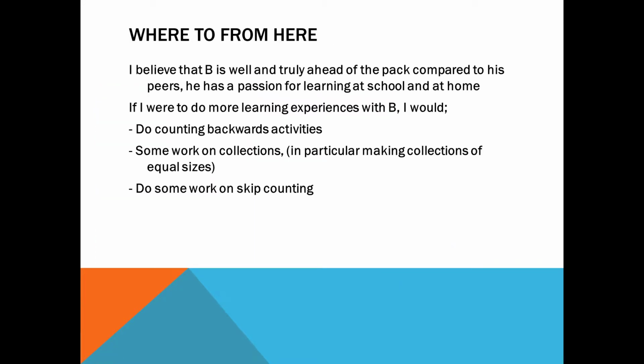Where to from here? I'm pretty confident that B is well and truly ahead compared to his peers. And I think a main reason for that is he has a passion for learning at school and at home. And I'm always seeing him doing activities in his free time. If I were to do more learning experiences with B, I would do counting backwards activities and see if he could do that. I would also do some work on collections, in particular making collections of equal sizes, and I'd possibly start on doing some work with skip counting.